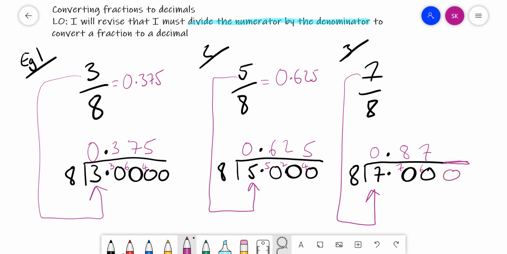Unfortunately, though, because there's a remainder, we need to add an extra 0. And 8 into 40 goes 5 times with no remainders. I'm doing this quickly, guys, because I expect it to be revision for you. If there's anything you need to rewatch to make it clear to yourself, then pause the video and do that.